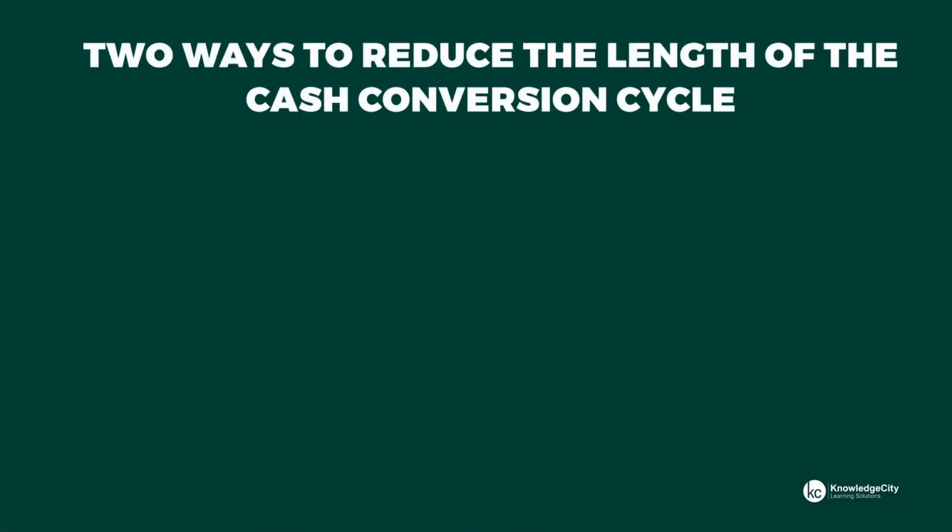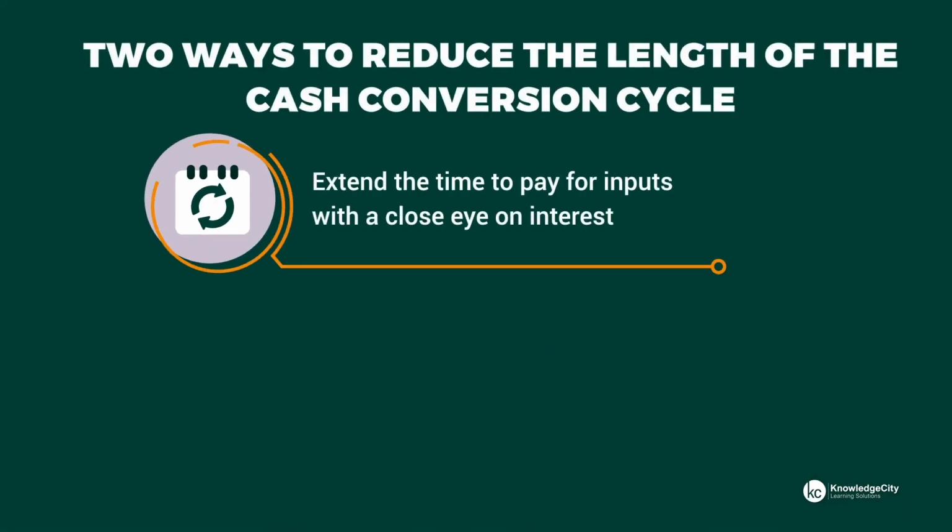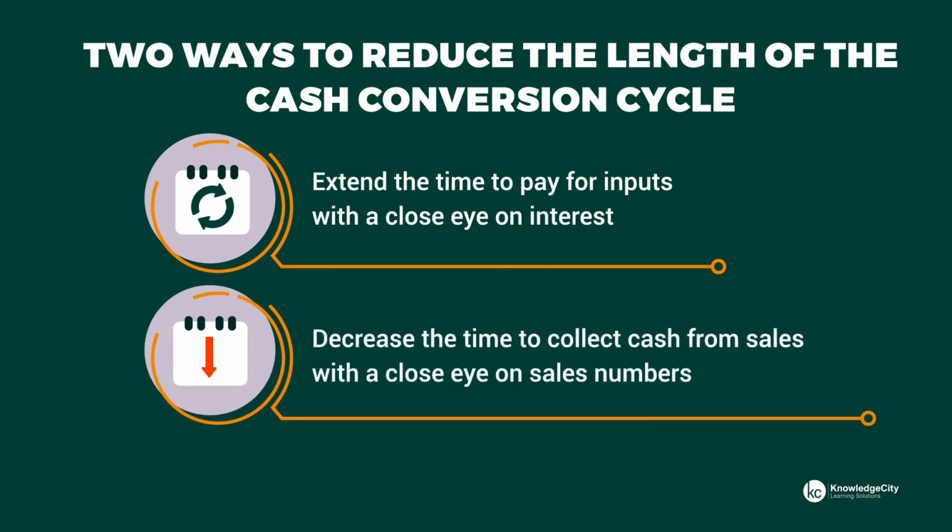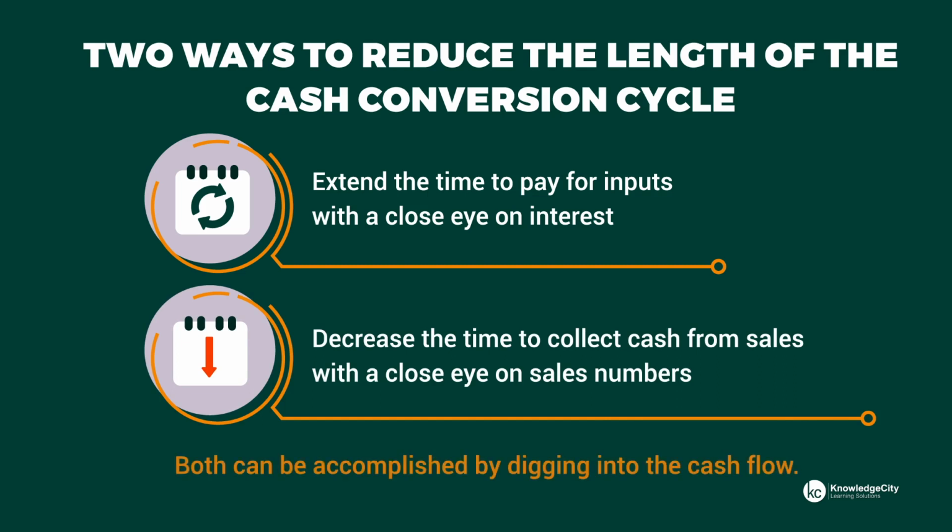It's done in two ways. You can extend the time to pay for inputs with a close eye on interest, or you could decrease the time to collect cash from sales with a close eye on sales numbers. Both can be accomplished by digging into the cash flow.